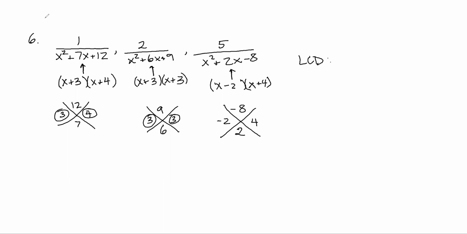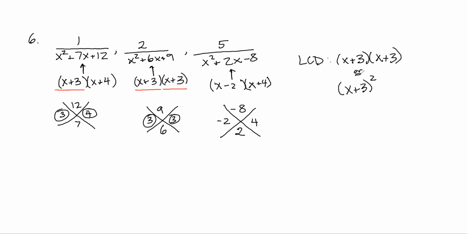So if we look at our first factor here, we have an x plus 3. We have one of them here, two of them here, and none of them over here. So what is the most number of times an x plus 3 occurs? Twice. It occurs twice in the second fraction. So we're going to do an x plus 3 times x plus 3. And I'm actually going to condense that down to an x plus 3 squared, but either one would work.